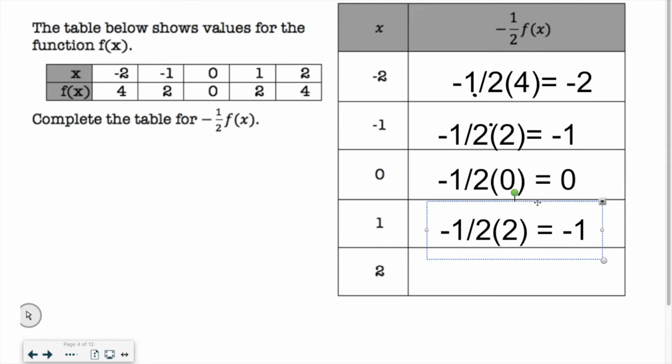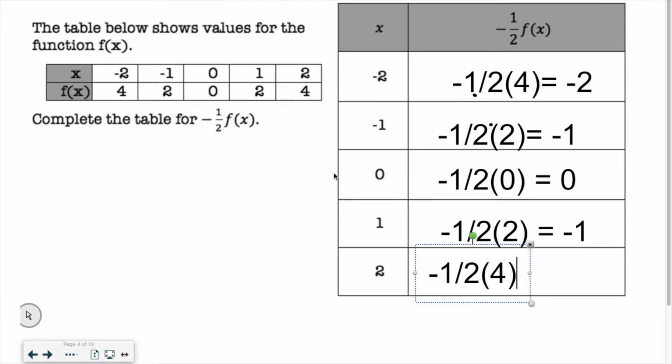And when x equals positive 2, we have negative 1/2 times positive 2. Oh, sorry, positive 2, it's going to equal 4. So negative 1/2 times 4, we already have that answer, negative 2. Now you're wondering, why do we have repeating answers? Well, that's because it's a parabola, so it's making that U shape.